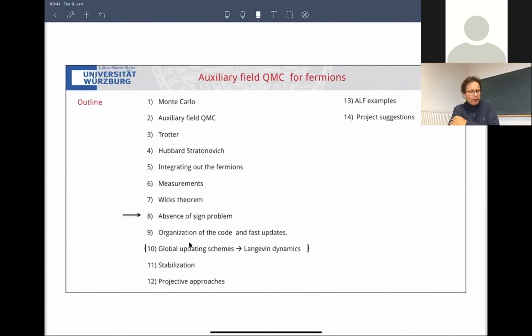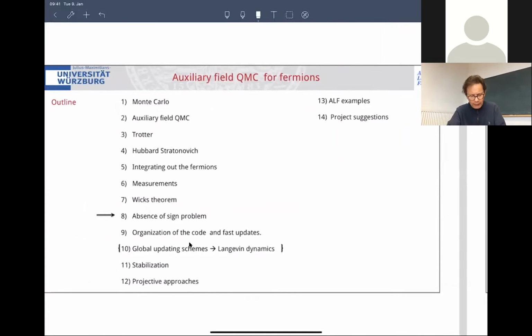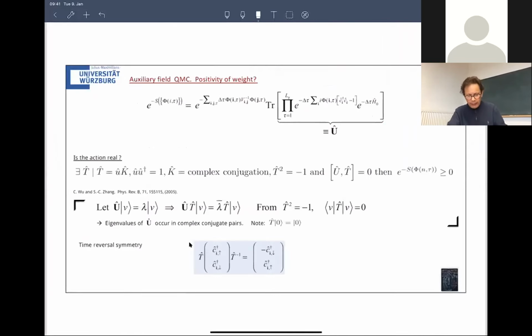Absence of sign problem. When do we have no sign problem? That's very important. Most of the absence of sign problem is based on symmetries, right? And so there's been a lot of progress in this domain over the last years, and I'll give you the simplest possible argument for the absence of sign problem, and that's based essentially on Kramers' theorem.